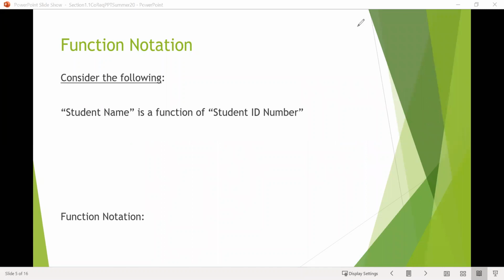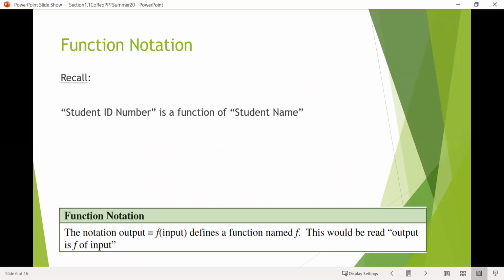So just to wrap this up, down here at the bottom, you'll see the definition from our book about this. So the notation output equals f of input defines a function named f. This is read output is f of input, or more commonly we say f of input is the output.